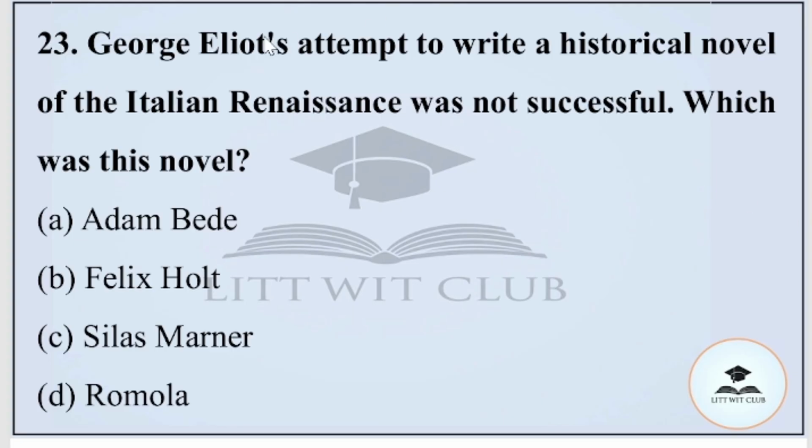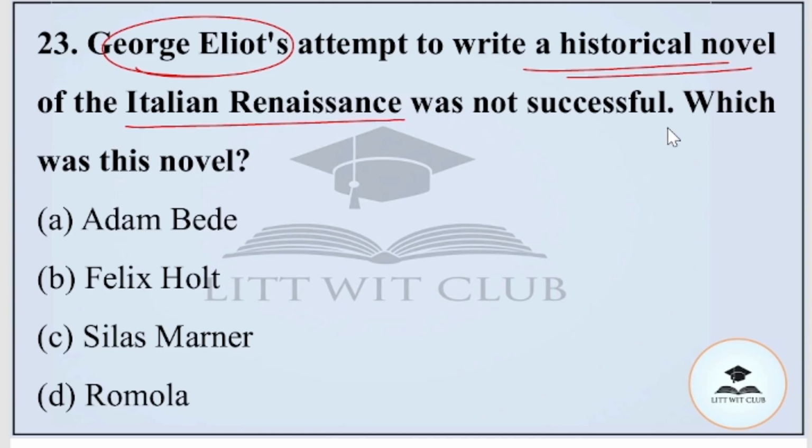Question number 23. George Eliot's attempt to write a historical novel of the Italian Renaissance was not successful. Which was this novel? The options are Adam Bede, Felix Holt, Silas Marner, or Romola. And the correct answer is Romola.